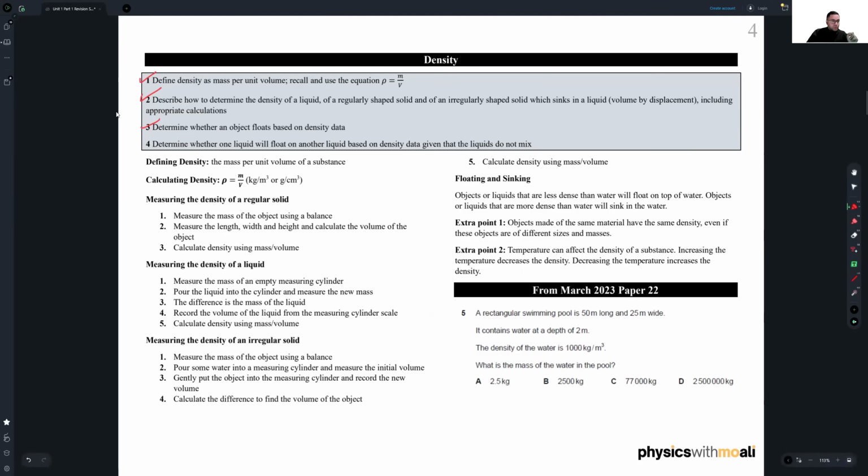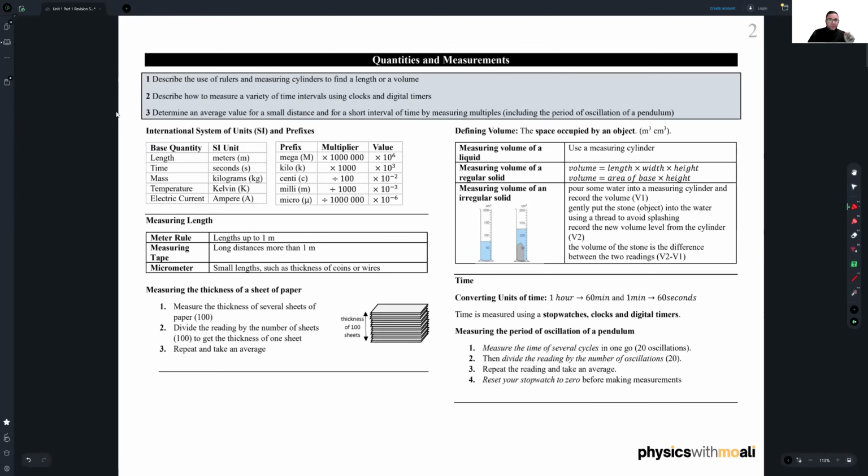So I want you to use these like a checklist as you revise to make sure that you understand everything. If there's a sentence or a line in the curriculum that you do not understand, then go back and revise that or ask me a question about it later. All right? So let's get started with the beginning of Unit 1.